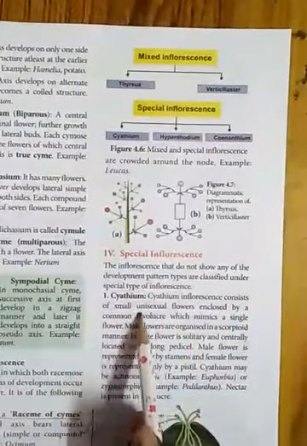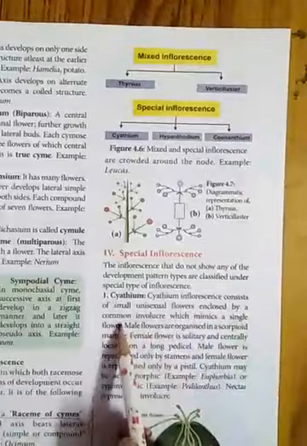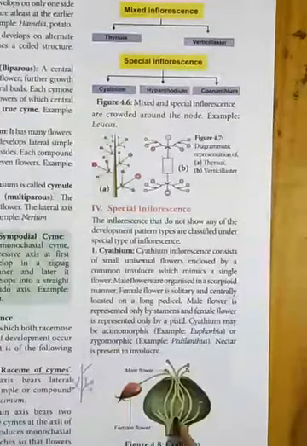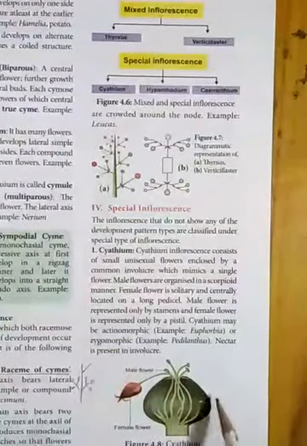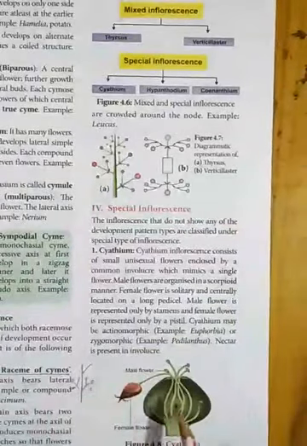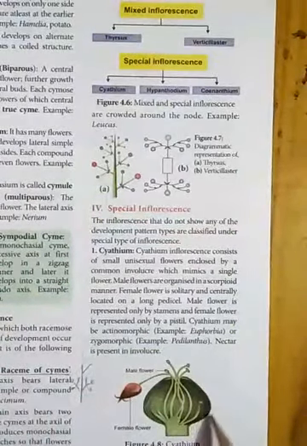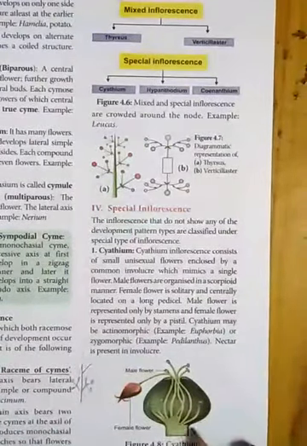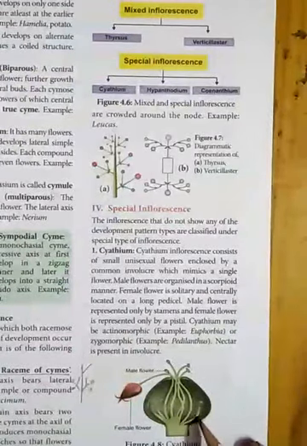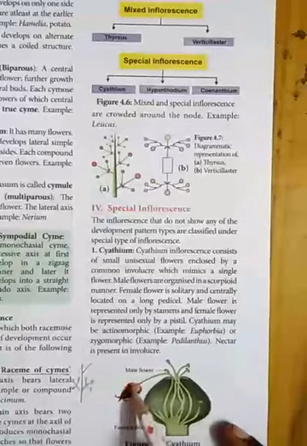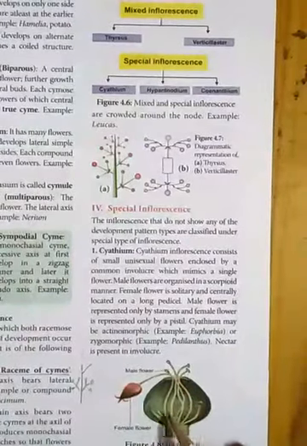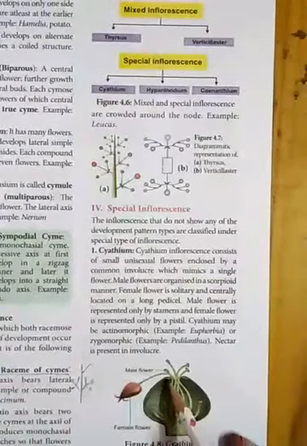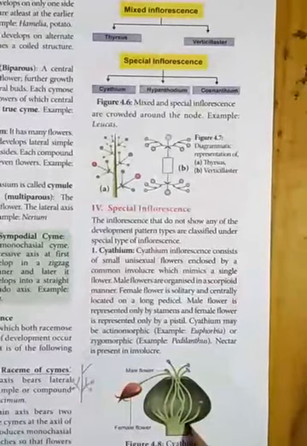Cyathium inflorescence consists of small unisexual flowers enclosed by a common involucre which mimics a single flower. Now here this is the cyathium inflorescence. In appearance we will say this is one single flower. Actually it is not a single flower. This is an involucre of bracts, a layer of bracts. Many bracts are present which form a cup-like structure. Inside this there are unisexual flowers, these are the male flowers, and this is the female flower. So numerous male flowers are present and only one female flower is present. The male flowers and the female flower are enclosed by an involucre or cup of bracts.